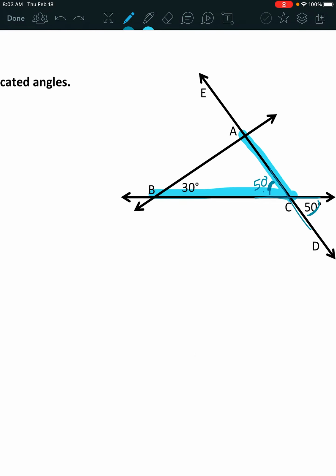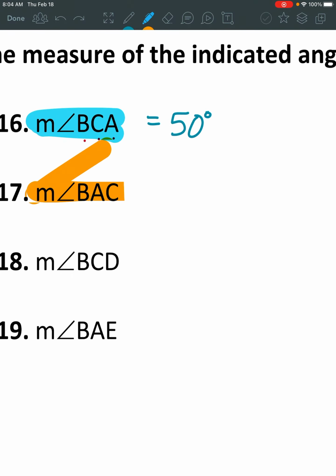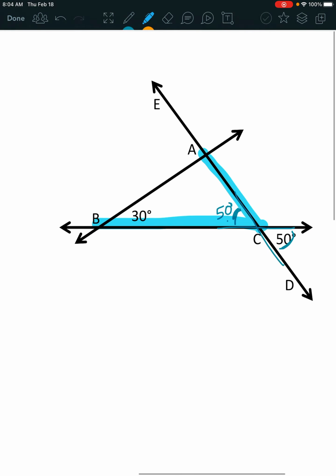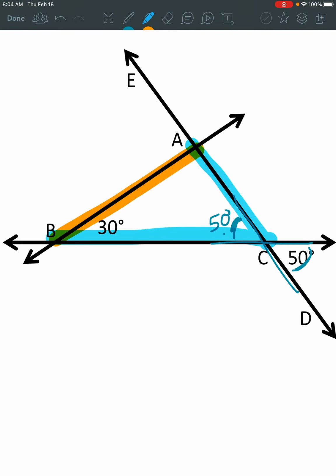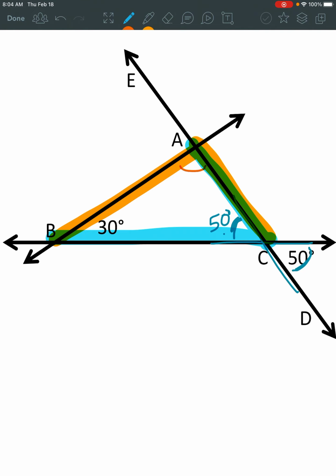All right, next one, we have measure. I'm going to switch up my colors again. We have measure of angle BAC. So again, we have to go in that order on the picture. So B, then A, then C. So now we are looking at this angle measurement here.